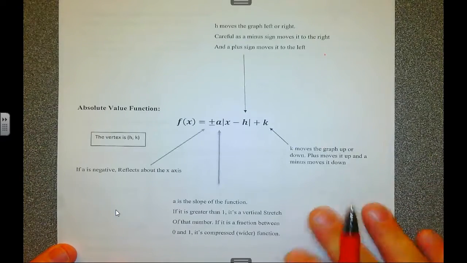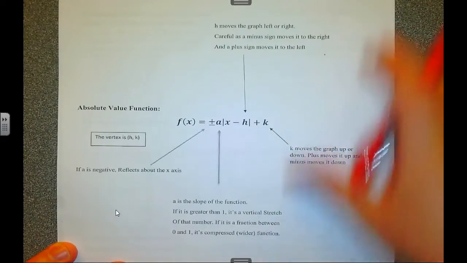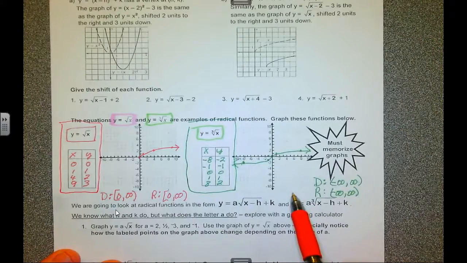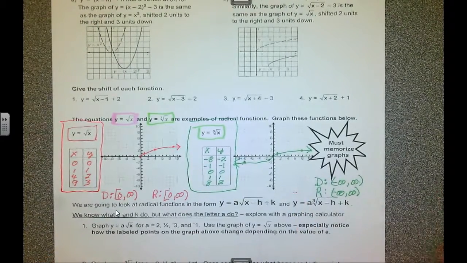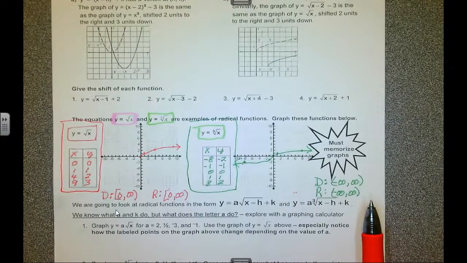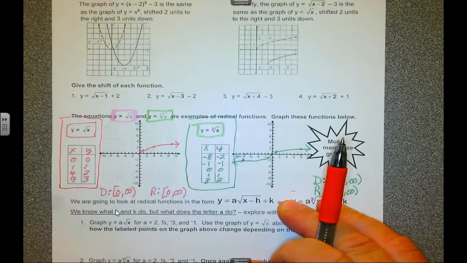So everything stays the same when you're doing the transformations for a square root function or a cube root function. They're just a little more detailed, okay? You ready to do some transformations?